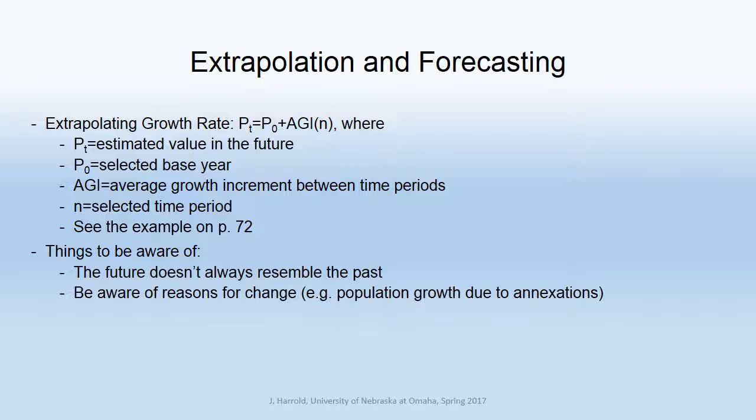Whenever you're trying to project something like population or taxes that you're going to get in revenue, you've got to be really careful because the future does not always resemble the past. And things have happened in the past that you might not know about. For example, a city might have grown due to annexation. They might have annexed a community of 10,000 people. That's not natural growth in a city. That's an annexation. So you have to be aware of the environment and what's going on. Again, I'm going to talk about this just really quickly in the demo.